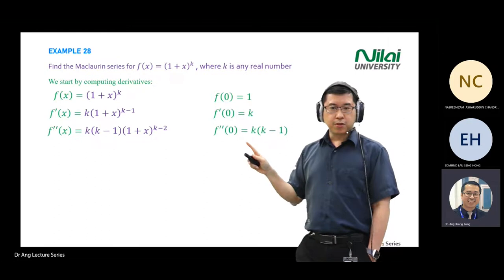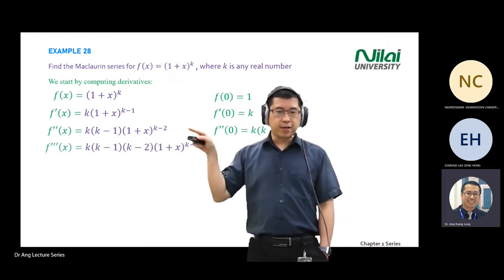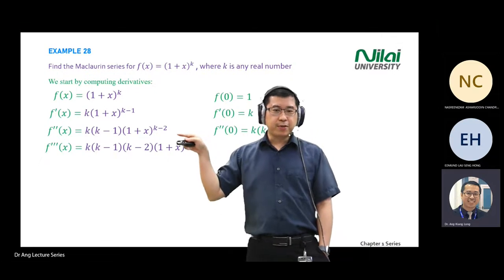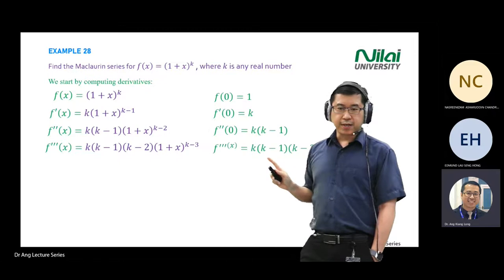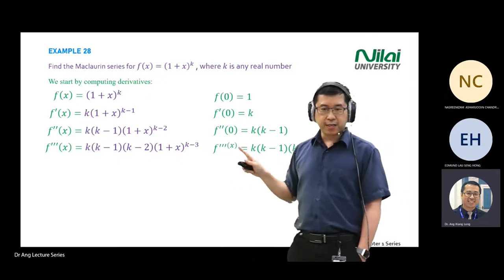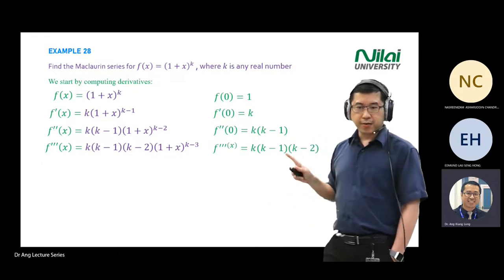Again, substitute 0, you get k minus 1. You differentiate one more time, you get this one, and you get this one. Substitute 0 again. Apologize for the typo error. You should substitute 0 here. You'll get this answer.